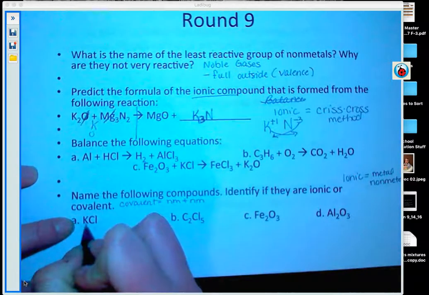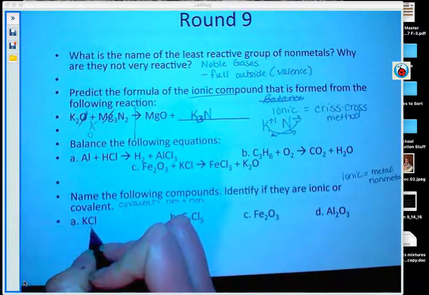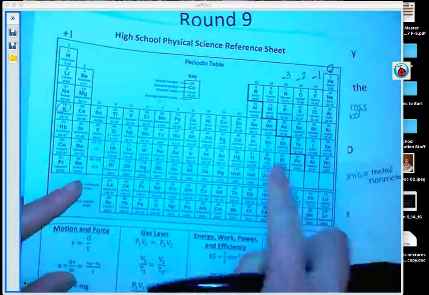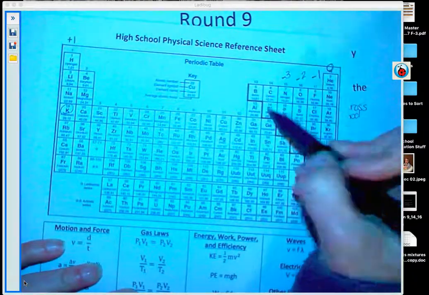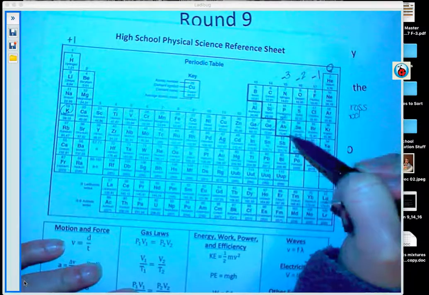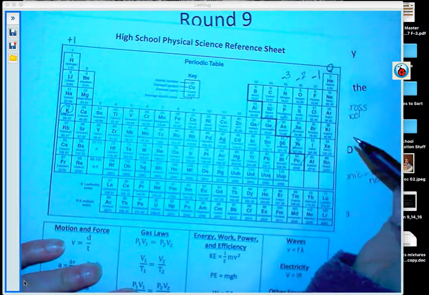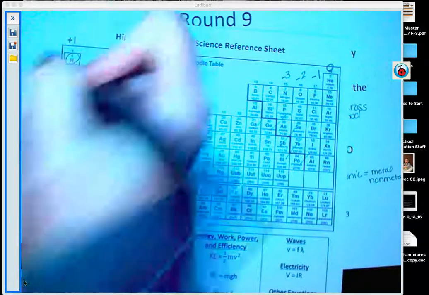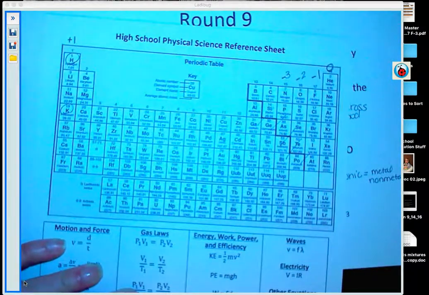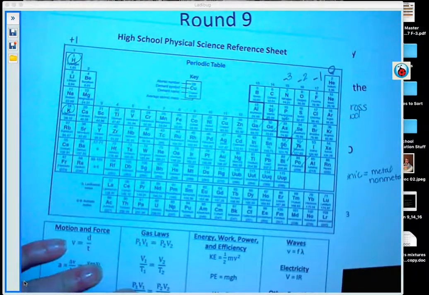Okay, potassium and chlorine. Is potassium a metal or a non-metal? Well, look back at your periodic table. Remember, your stair step here is your metalloids. So pretty much everybody that's kind of touching that stair step in general is a metalloid. Almost everybody over here is a metal. The only exception is hydrogen. Hydrogen's a non-metal. It's over here because it has 1 valence electron. Otherwise, it wouldn't have fit.